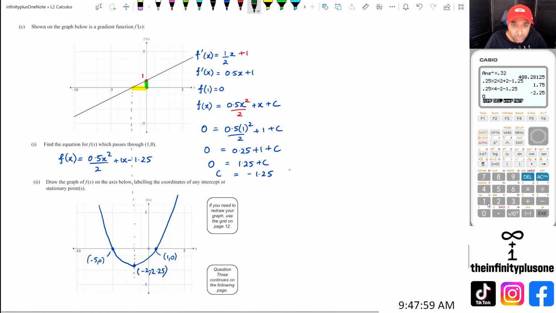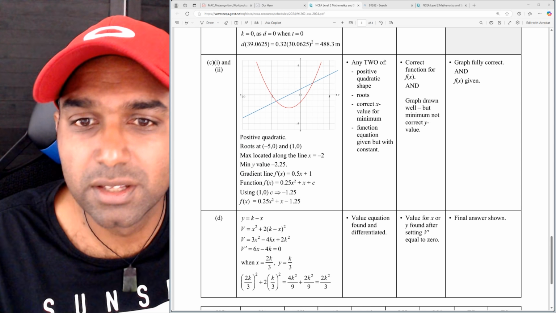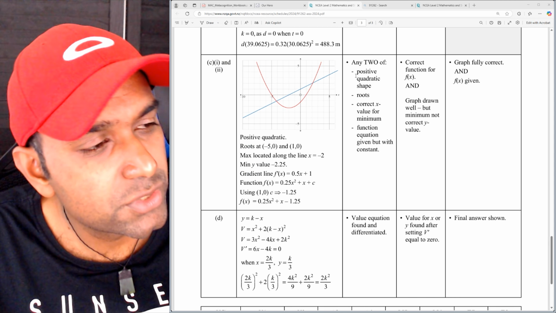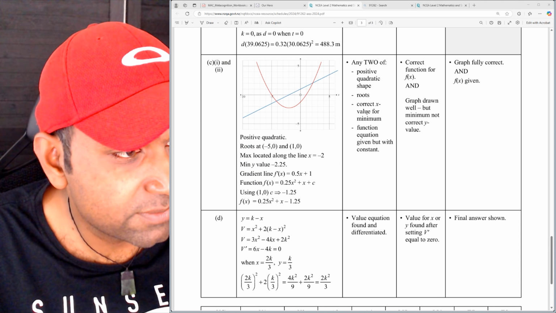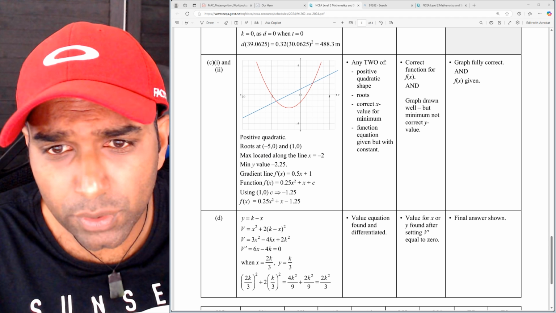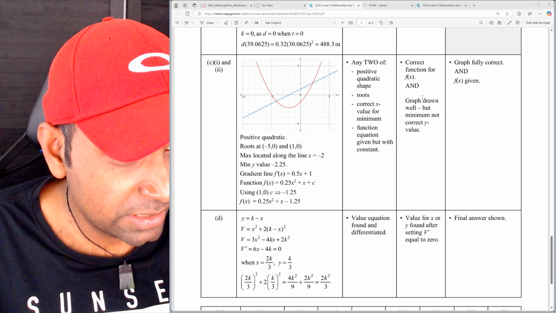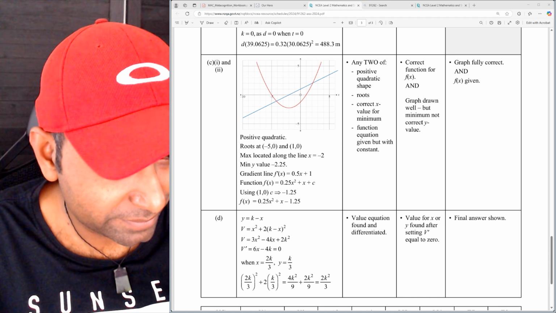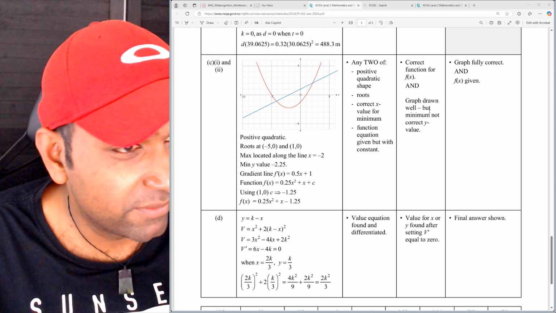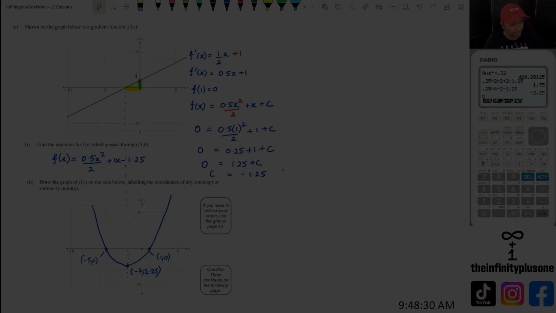Okay, so with this question, grades wise, you need any two of the positive quadratic shapes. Sorry, I think I'll just have to show you guys this. So here we go. Any two of this, so you can do a positive quadratic shape, or the roots, or correct x value for minimum, for an achieved. For a merit, you've got correct function and graph drawn well, but minimum not correct y value. And if you do everything correct, you should be looking at an excellence.